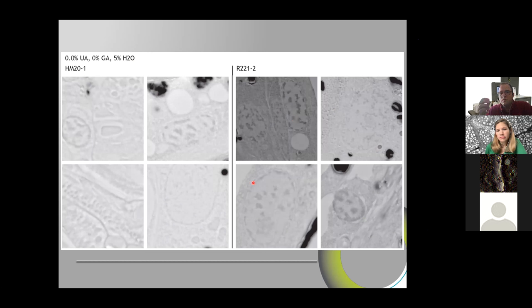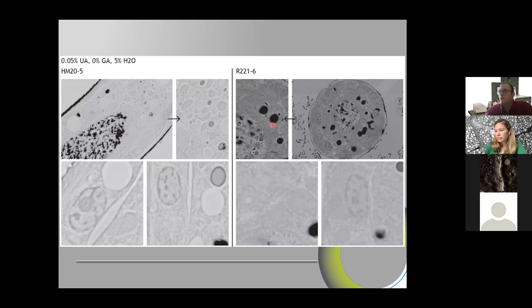It's easier to get a proper focus. And as soon as we put a bit of uranyl acetate, the contrast becomes significantly sharper. So that's another way of estimating the improvement of the resin over the HM20. Again, this is not quantitative. We are working on quantification of all of this.